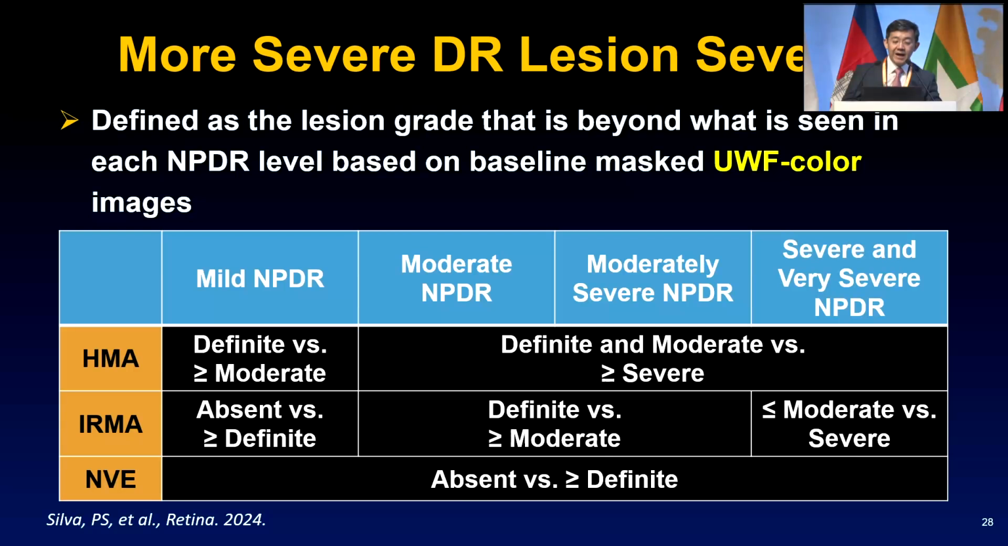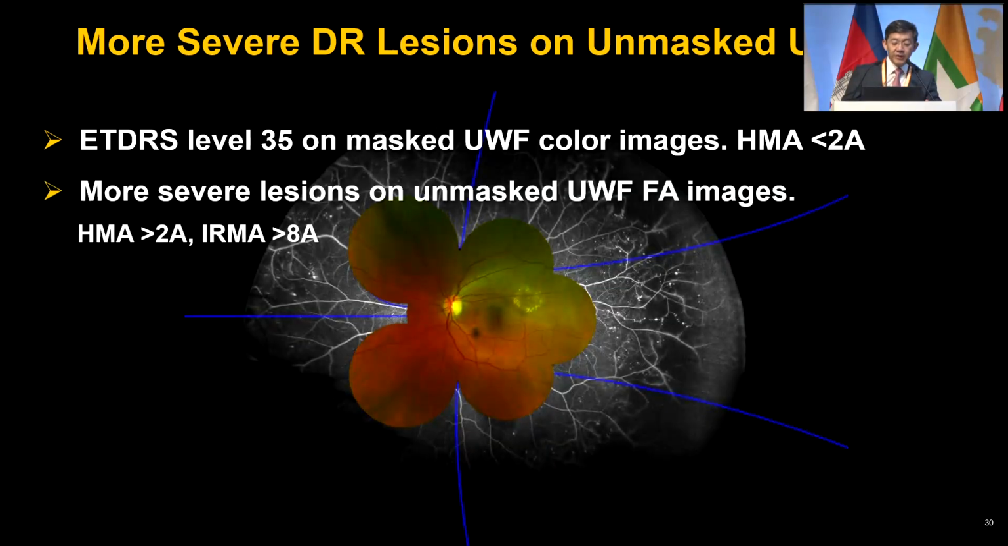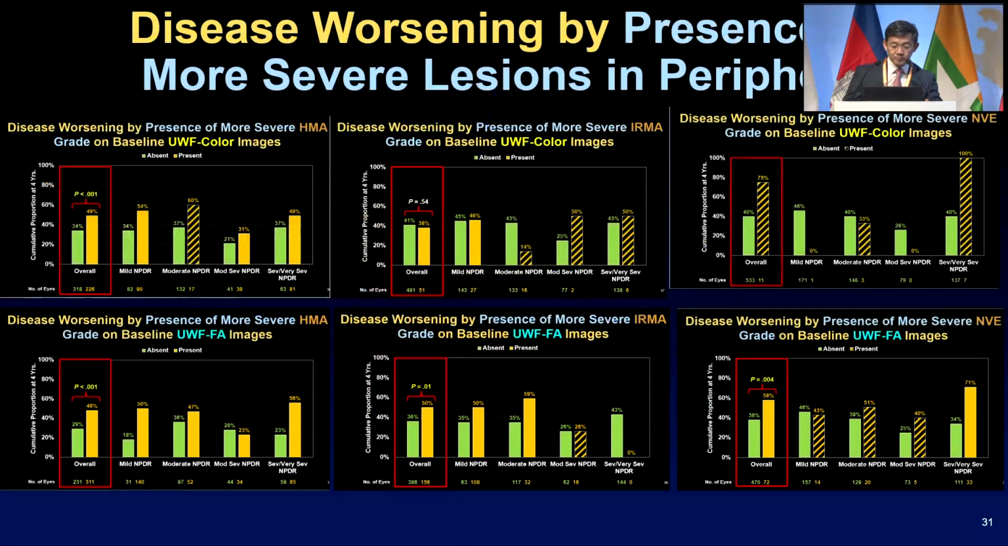So we also looked at whether these peripheral lesions, which increase the severity level, predict long-term progression. This is an eye with mild NPDR on the masked ultra-wide field color image. You can see HMAs less than 2A, but on the unmasked ultra-wide field FA, you can see significantly more lesions, with HMAs greater than 2A and ERMAs greater than 8A out in the retinal periphery. So this series of slides shows disease worsening by the presence of more severe lesions in the periphery. And when these lesions in the periphery are present, the risk for DR worsening is increased.